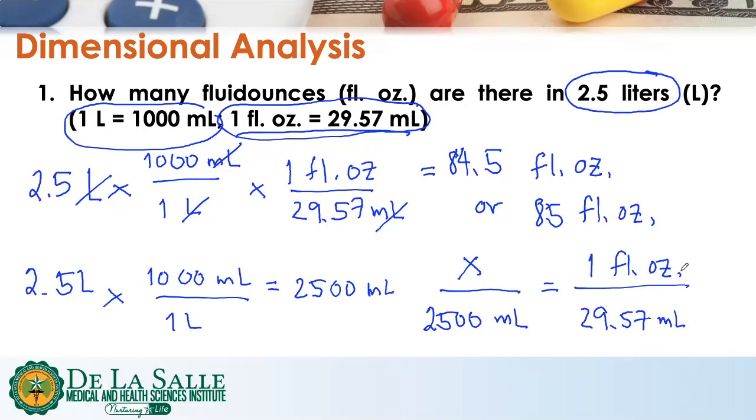Now we will just do cross multiplication, or we will simply multiply both quantities on the left side of the equation by 2,500. We get the same answer, 84.5 fluid ounces, or approximately 85 fluid ounces.